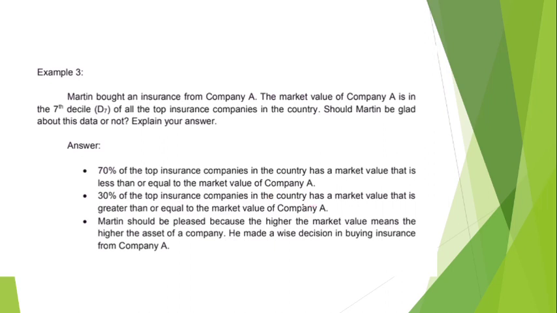So 30% of the top insurance companies in the country have a market value that is greater than or equal to the market value of company A. Do you think that Martin should be glad about this data or not? This is the final answer: Martin should be pleased because the higher market value means the higher the assets of the company. He made a wise decision in buying insurance from the company. So the answer, Martin should be glad.